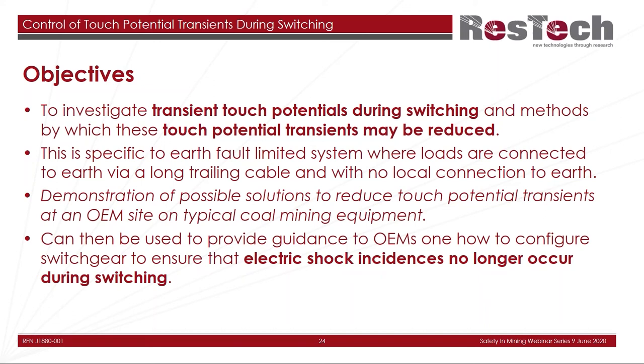And I guess more importantly, we want to try to work out how we can actually reduce these touch potential transients, because we want to effectively eliminate them or reduce them to a point where people are not going to be affected. Of course, this is specific to equipment with a long trailing cable. The idea is that we want to demonstrate a solution on some actual physical mining equipment at the end of the project, provided that all the COVID-19 restrictions are lifted by the end of the year, because if they're still in place, it might be difficult to do that, but we're hoping that they'll still be okay.